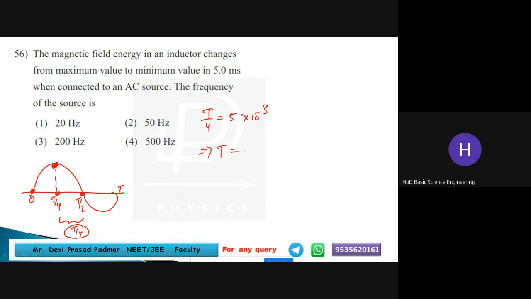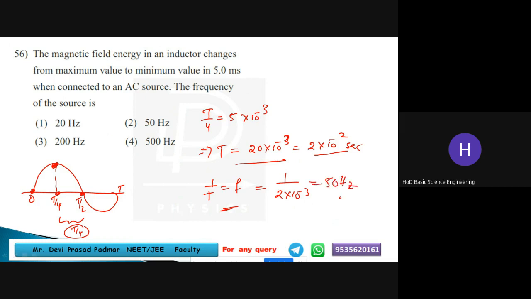So what is the time T? That is 4 into 5, 20 into 10 power minus 3, or you can write 2 into 10 power minus 2, right? Once you know T, you can write f. How? 1 by T is nothing but f. That is the required data. So f is nothing but 1 by 2 into 10 power minus 2. That is 50 hertz.